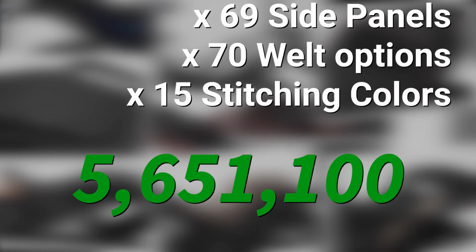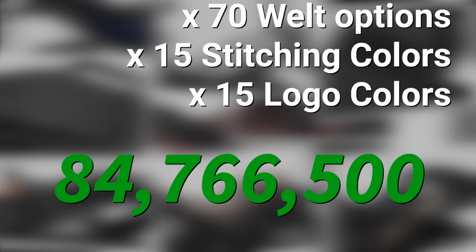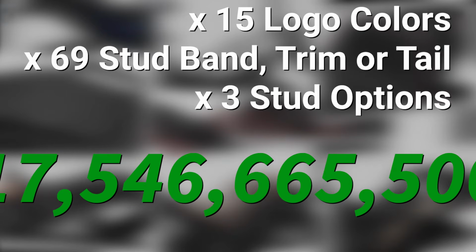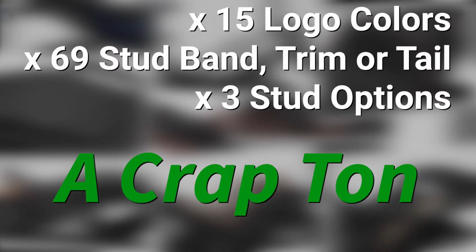You also have 15 different colors for stitching to choose from and 15 colors for the Corbin logo. This is clearly getting out of hand, right? Now, if your seat has 69 options for stud bands, trim, or tail, and 3 options for studs, you can see what we're up to. Well, it kind of ran off the screen, so I don't know exactly how many there are. Let's just call it a metric crap ton. Suffice it to say, this digital model was a much more efficient tool.